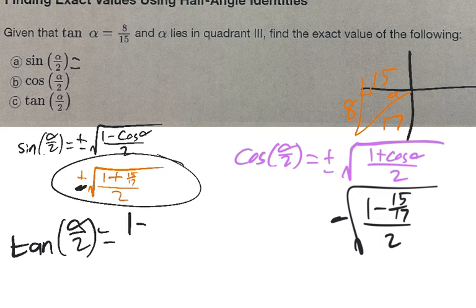This would be 1 minus... What is cosine of alpha? This is still my alpha. I'm still finding cosine of this alpha. 15 over 17, negative because I'm in quadrant 3. So negative 15 over 17. There was a negative in the formula, which means this becomes positive 15 over 17 over... What is sine of alpha? Negative 8 over 17, all right, in quadrant 3.